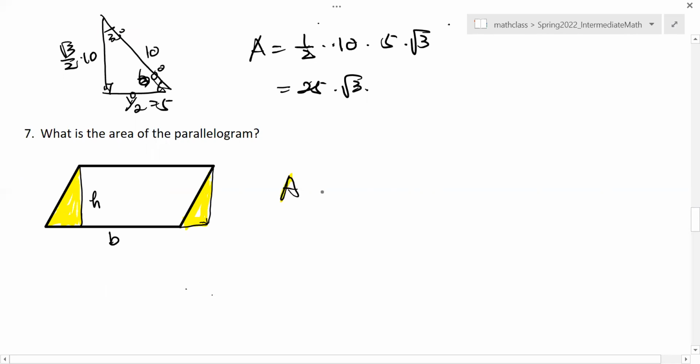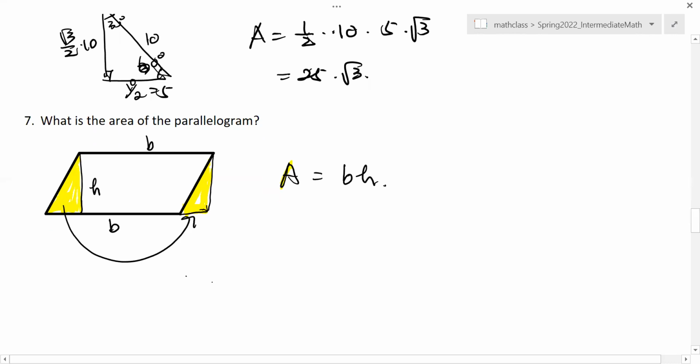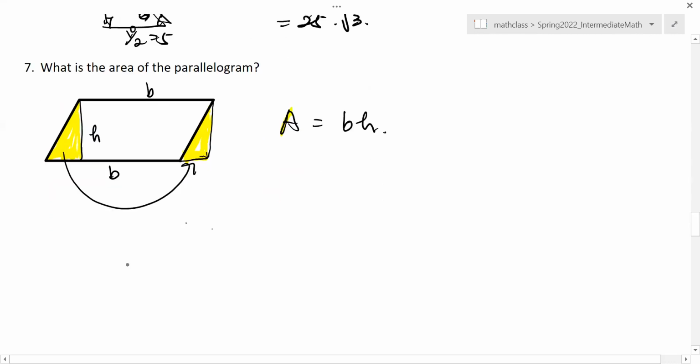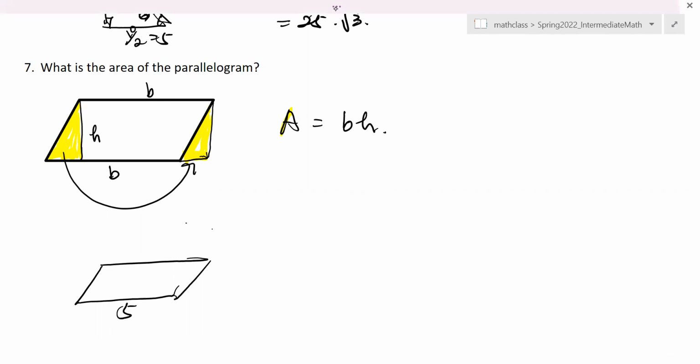You get a rectangle. So the area of the parallelogram is going to be the area of the rectangle, which is going to be B, right? You move this to here and you make a rectangle. So it's going to be just B times H. If you know the height and the base, this is the area of the parallelogram. Let's do one problem to understand.